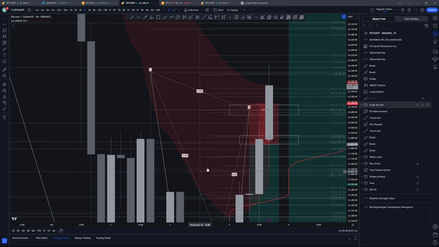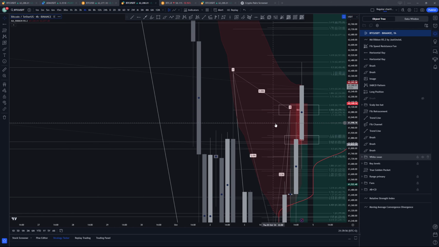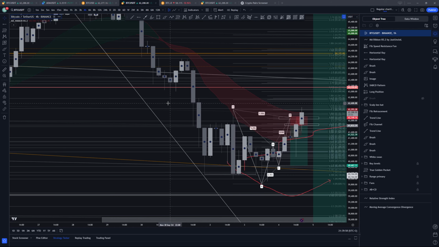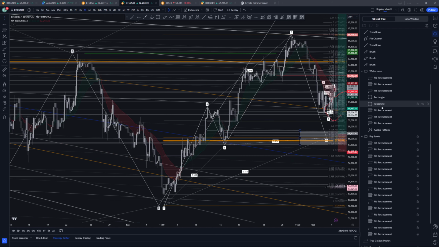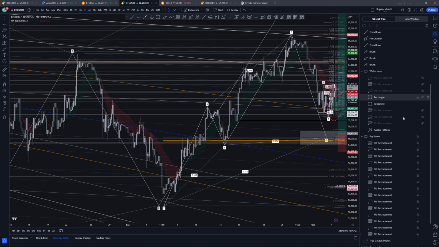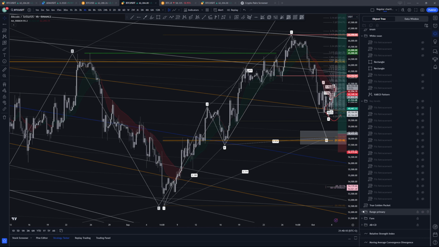But yeah, I agree. We need a good 4-hour close. If we actually close like 62,100, that is really good. Make the chart bearable again. You ever wonder why I make it so organized, why I have so many folders? I have quite a bit of fibs on my chart.